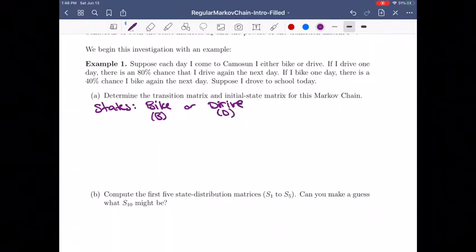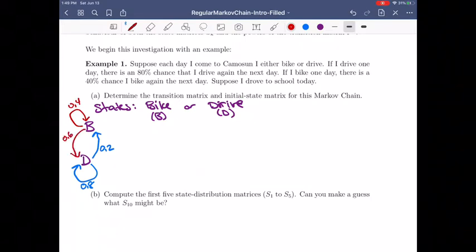So now it wants the transition matrix. If you want to do the transition diagram first, you definitely can. So if I have B and D, drive one day, there's an 80% chance I drive again the next day. So D to D is 0.8, which means D to B is 0.2. If I bike one day, there's a 40% chance I bike again the next day. So B to B is 0.4, which means B to D is 0.6.